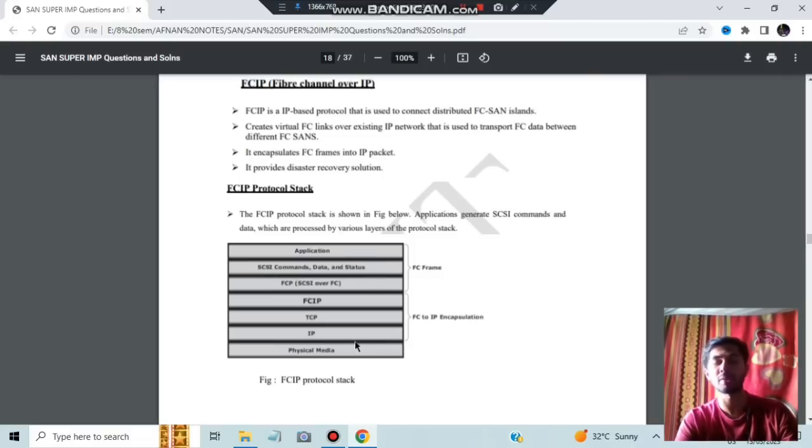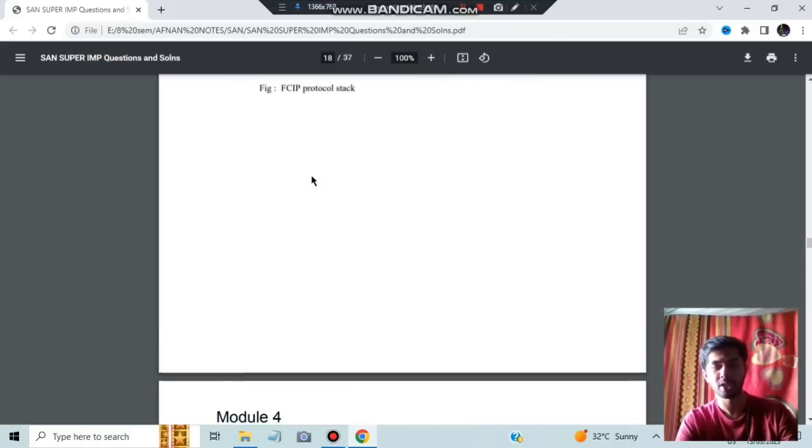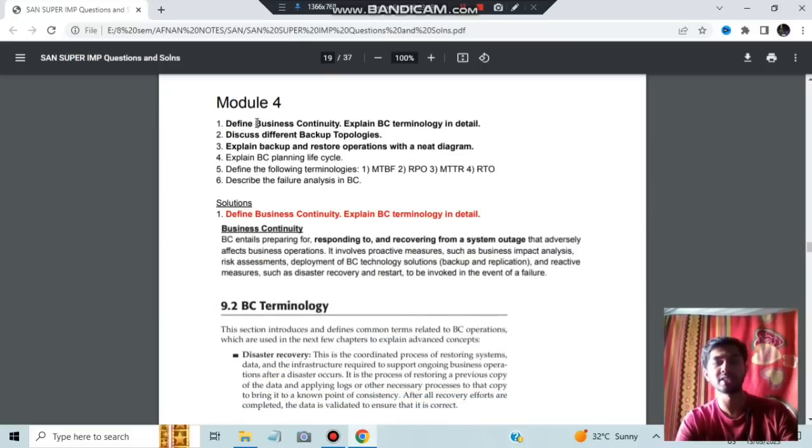All these things, the commands you study in computer networks, remain valid here. Just a few concepts regarding FCIP are present here. Moving on to module 4, we have business continuity.